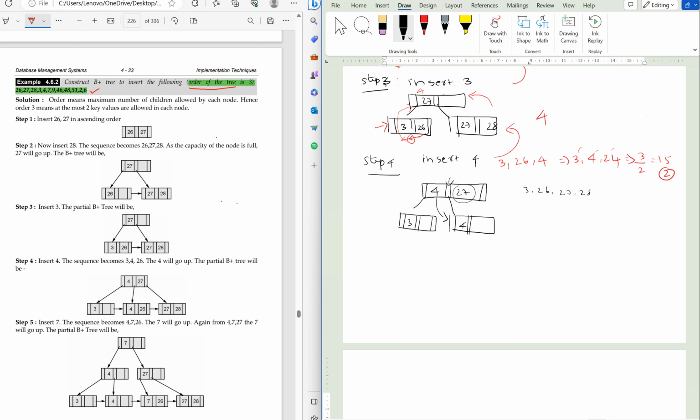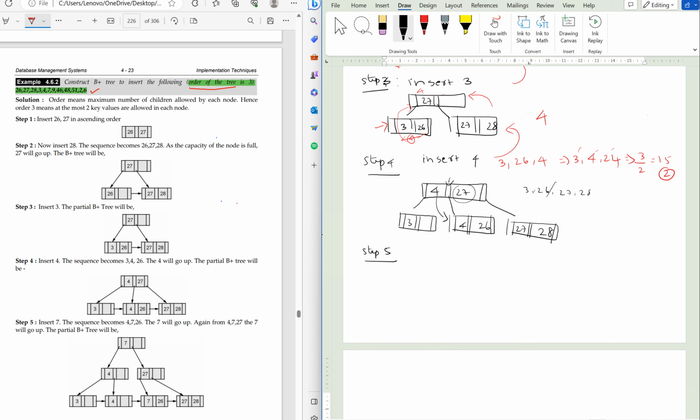So which are all greater than 4 as well as lesser than 27? Only 26 is greater than 4 and it's lesser than 27. So we are writing 26 here. Similarly, this 27's right hand side node will contain a copy of 27 as well as the values greater than 27, that is 28. Okay, so now we have inserted the value 4. Okay, so the tree keeps on growing like this.